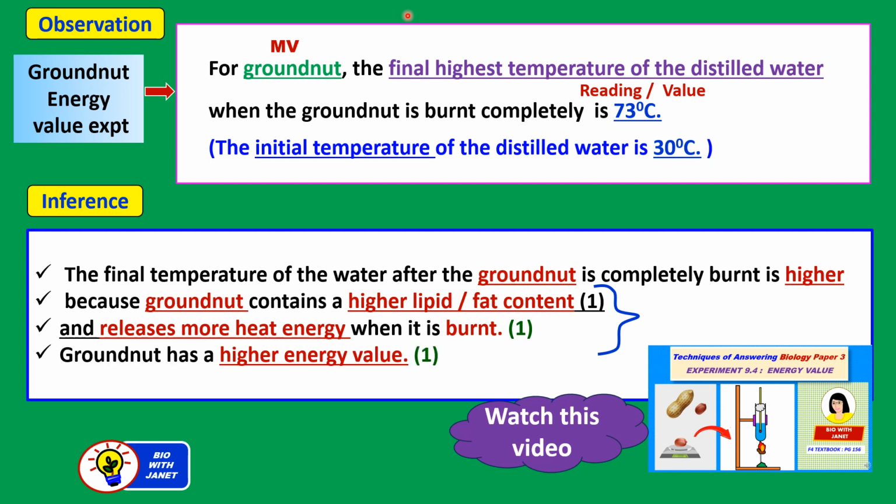And then this is because the groundnut has a higher energy value, okay? So which comes first? First, the groundnut has higher lipid or fat content and releases more energy when burnt, okay? So that makes it have a higher energy value, okay? That's why the final temperature of the water after the groundnut is completely burnt is higher. So the biological explanation is the second and third point here, and also the fourth point, right?